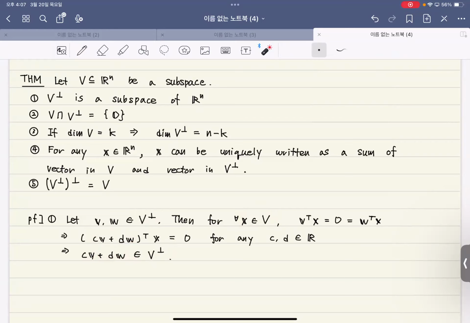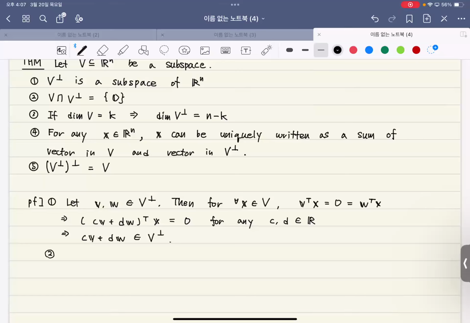Okay. All right. And number two. Suppose I have chosen any vector V from the intersection of V and its orthogonal complement. Then V is at the same time a member of V and a member of its orthogonal complement. As a member of the orthogonal complement of V, V must be orthogonal to every vector in the vector space V. That means V taking the inner product with itself has to be 0. In other words, the length of V has to be 0, and there is only one vector whose length equals 0, which is the zero vector.